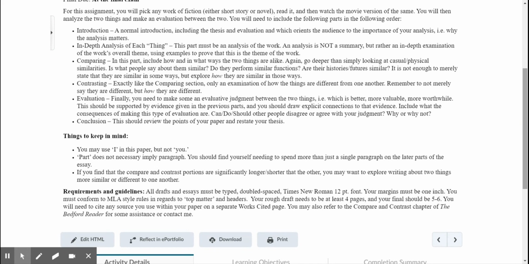Let's see. This says that your rough draft has to be 4 pages. I'm going to say 3. You can do 3, but the final version of this has to be at least 5. And if it's not at least 5 pages, I will not grade it. You do have to have a works cited page, and we're going to talk about how to do that here in just a moment.